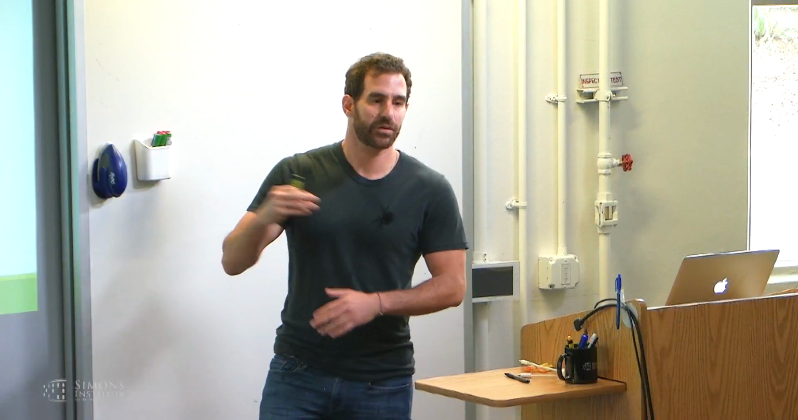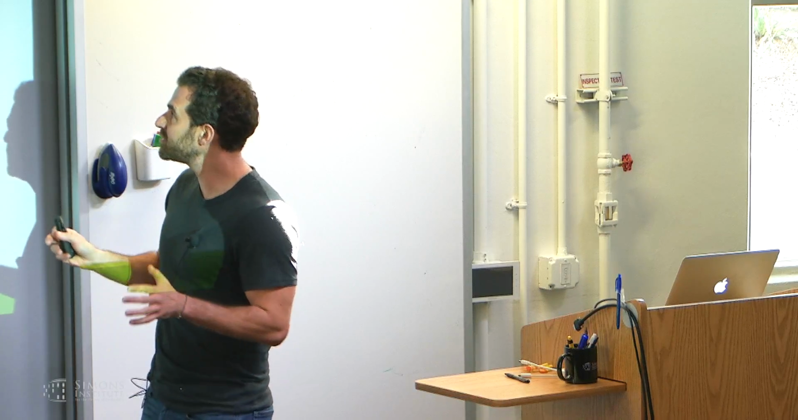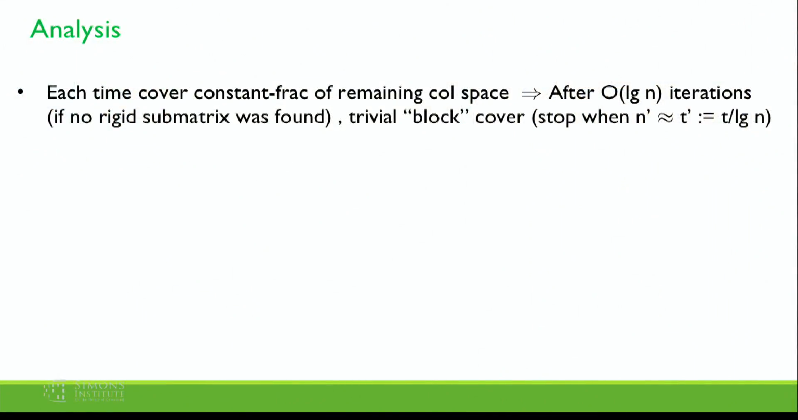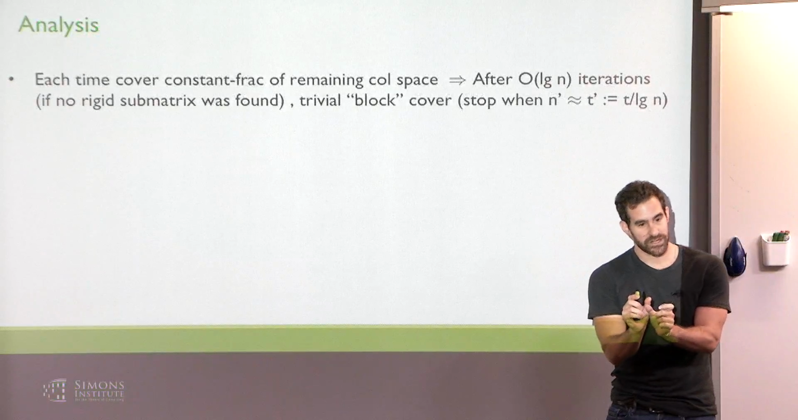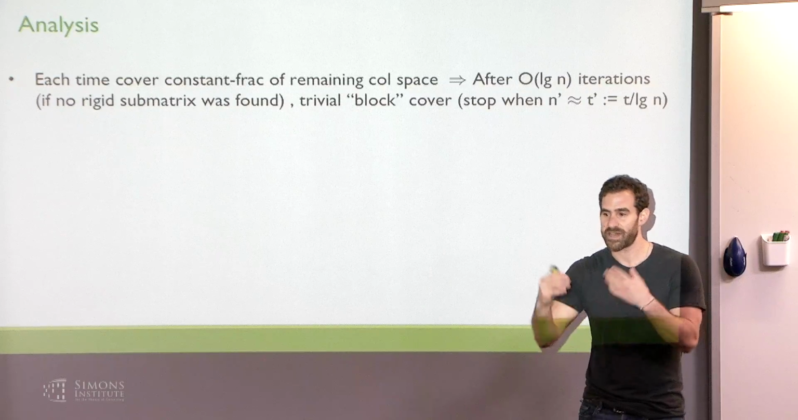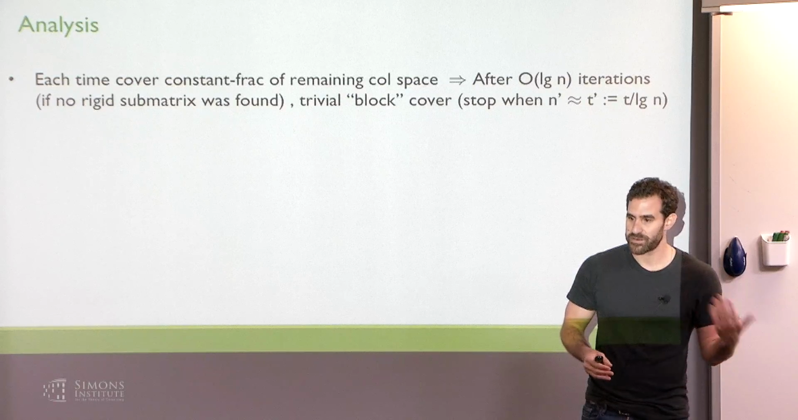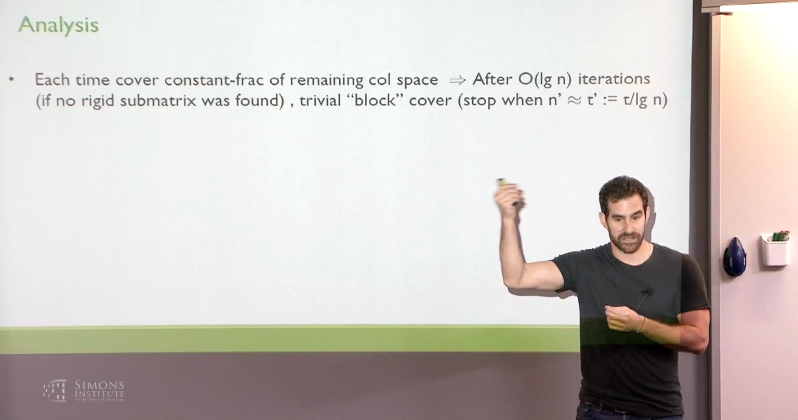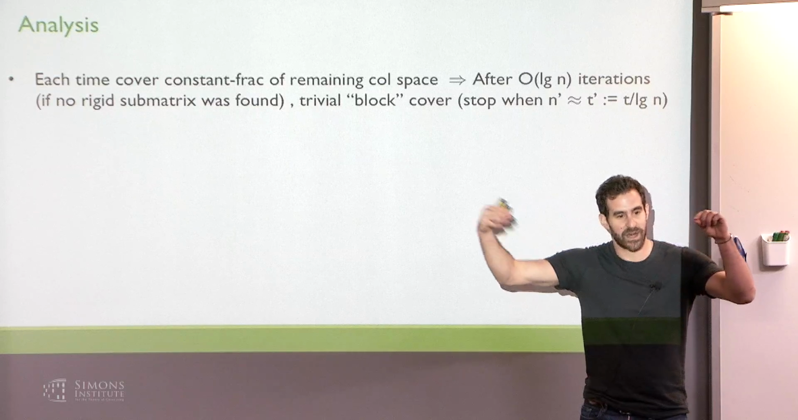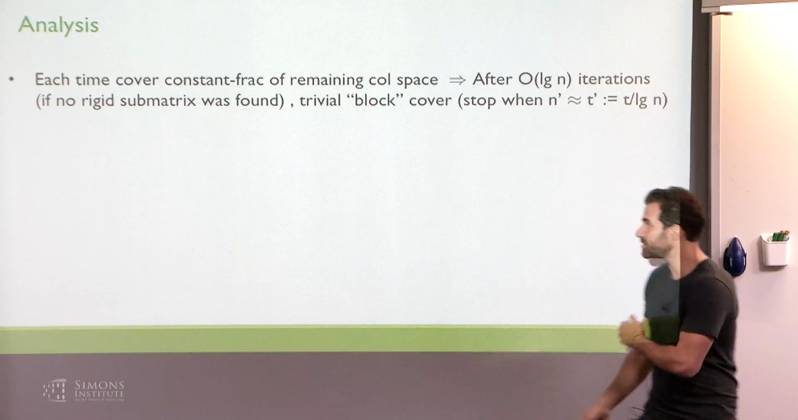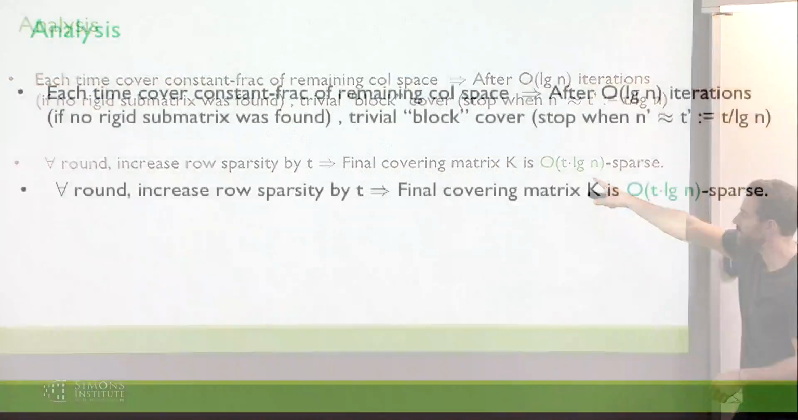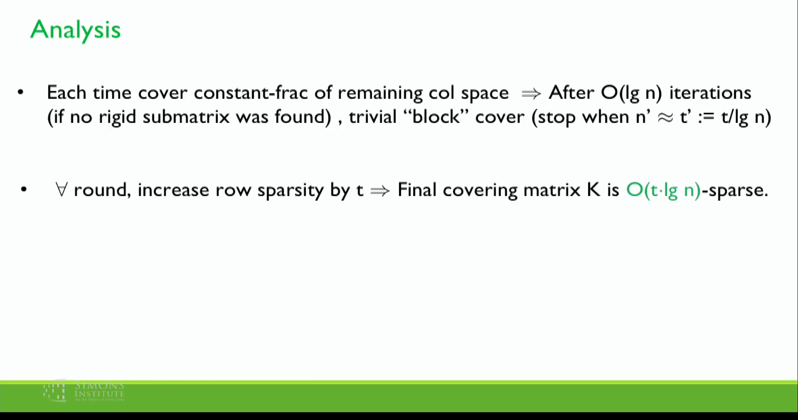So there are other ways you can perform this reduction. You can fine-tune the parameters. But the basic idea is that, why do we lose this log n factor in sparsity? Because in order to cover the entire matrix, it shrinks by a constant factor each time. So you need to pay like log n iterations. In each iteration, we find a sparse subspace that covers another constant fraction of the remaining rows, and the sparsity increases by t, right? Because we add up those matrices in the cover.